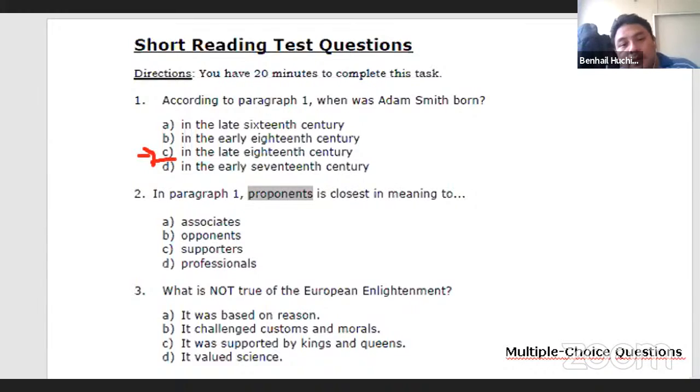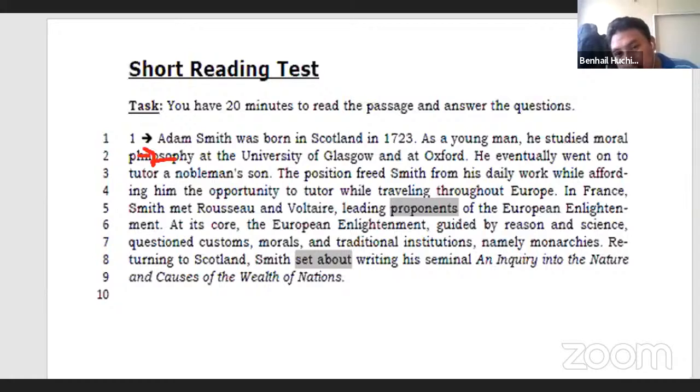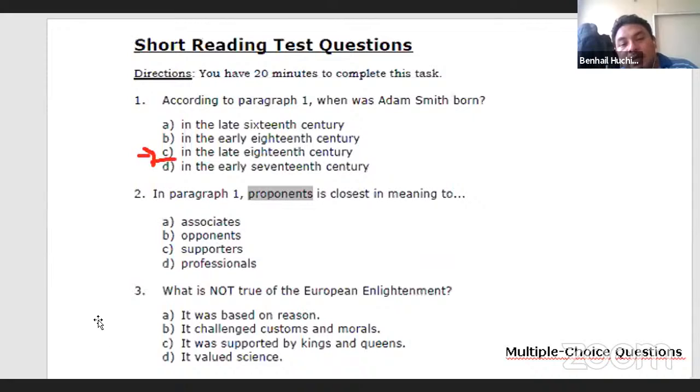Okay, for example, here we have the options, and you are not seeing them. At the time of the TOEFL, in the real test, you will have the reading there. So where can we find the information? It says, Adam Smith was born in Scotland in 1723. So what age is that? In the late 18th century. Do you understand how to use centuries? Yes.